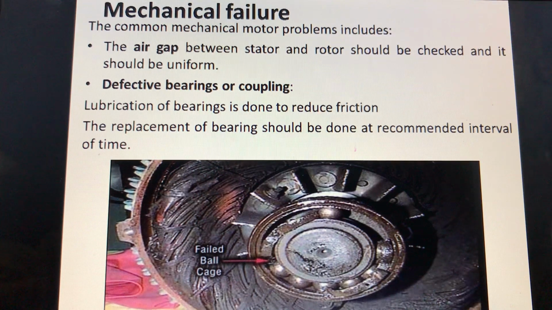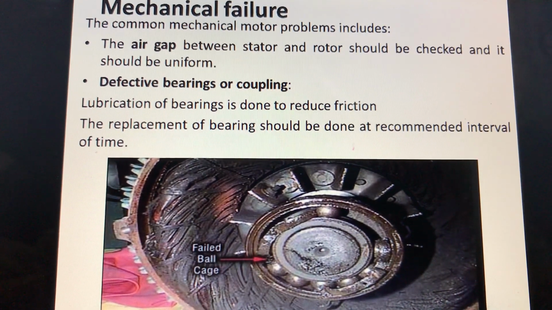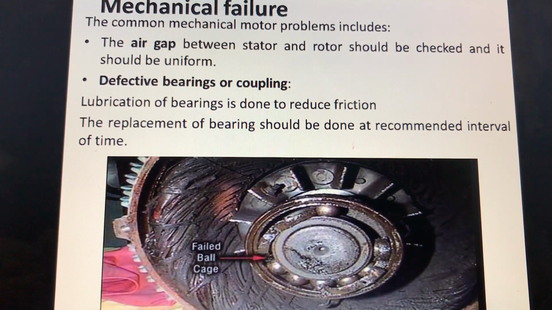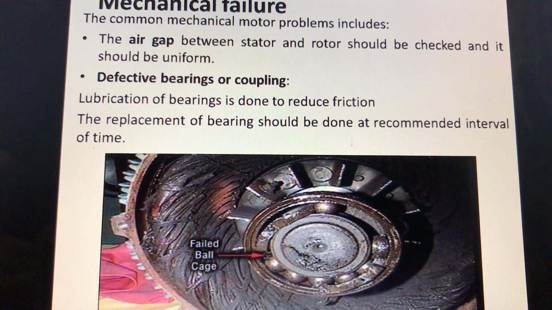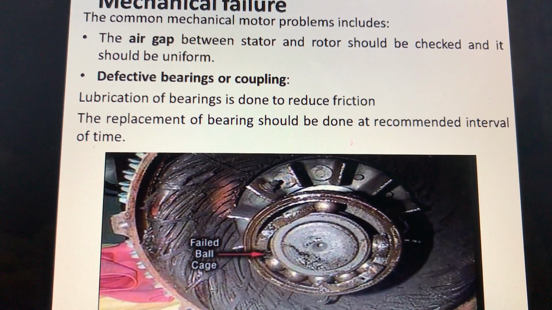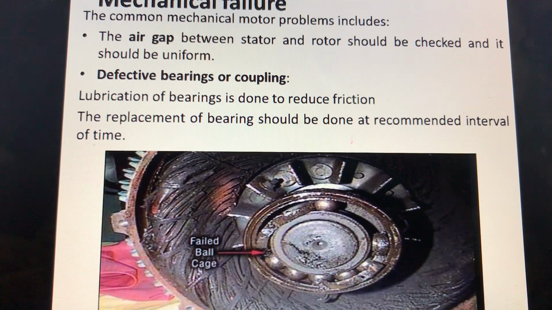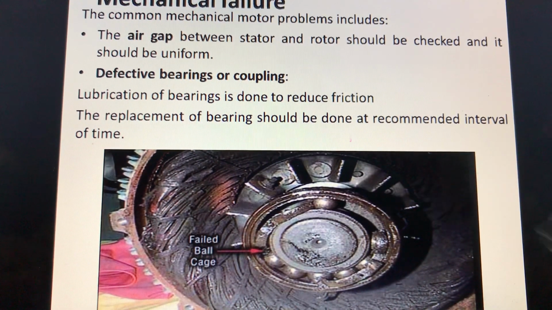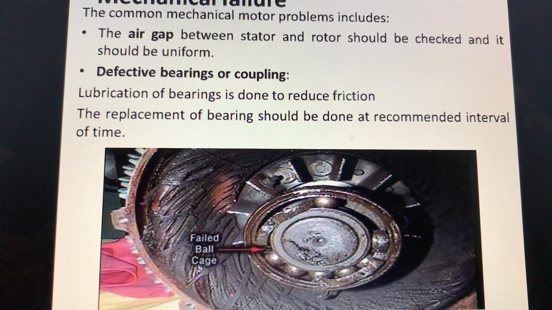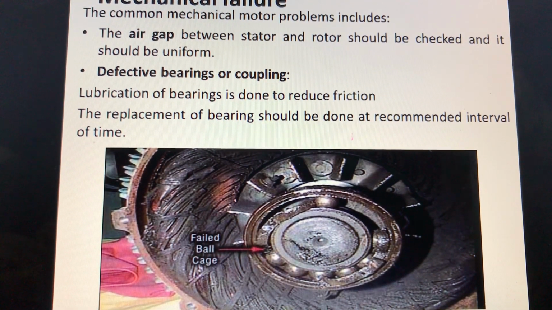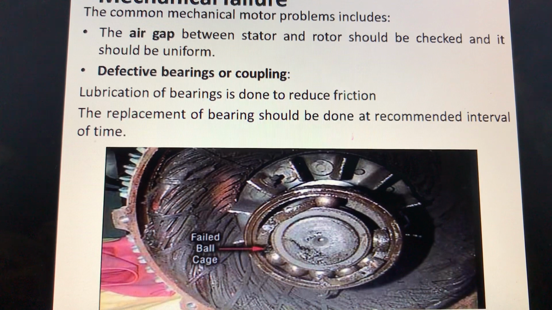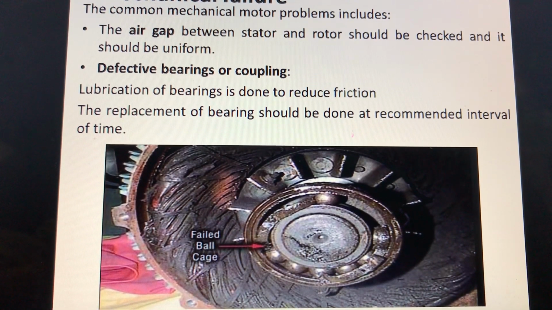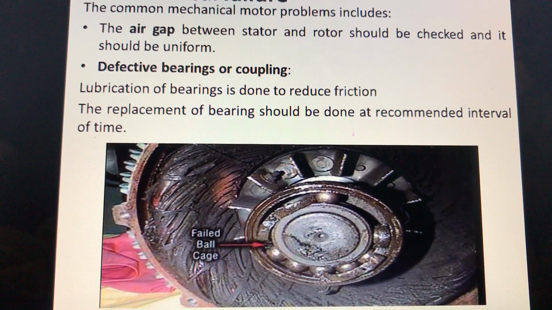So some of the common mechanical motor problems are these. The air gap between the stator and rotor should be checked and it should be uniform. Then second one is the defective bearing or coupling. To avoid any defect in the bearing or coupling, lubrication of bearings is done to reduce friction. The replacement of bearings should be done at recommended intervals of time.